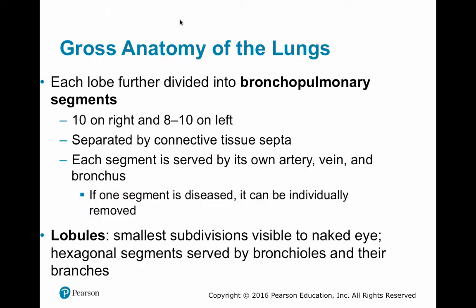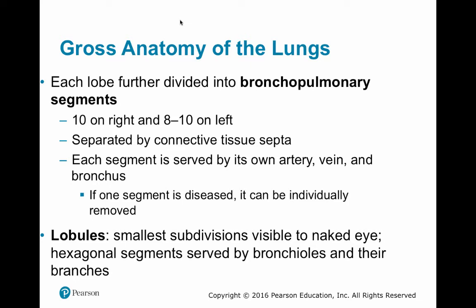Now, each lobe is further divided into what are known as bronchopulmonary segments. There are 10 on the right and 8 to 10 on the left. They're separated by connective tissue septa, and each segment is served by its own artery, vein, and bronchus. What's nice about this is if one of them is diseased, it can be individually removed, and you can still breathe.